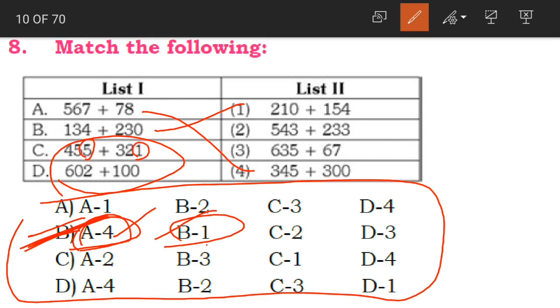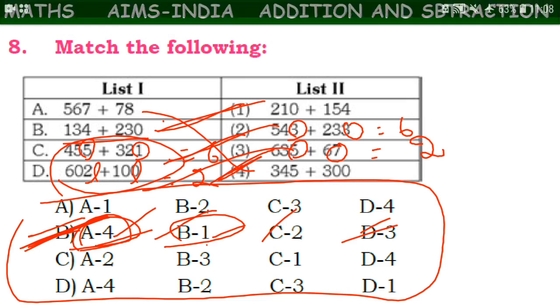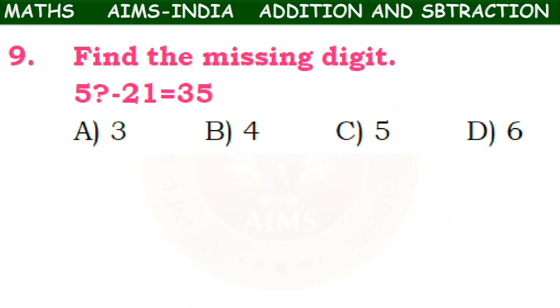See here 5 plus 1 is equal to 6. Yes. Now here 3 plus 3 is equal to 6. So C is equal to D, and here 2 plus 0 is equal to 2. Here 5 plus 7 is equal to 12, that is 2. Yes, children. So A is 4, B is 1, C is 2, and D is 3. Clear, children? Matching the following. Moving on to question number 9.